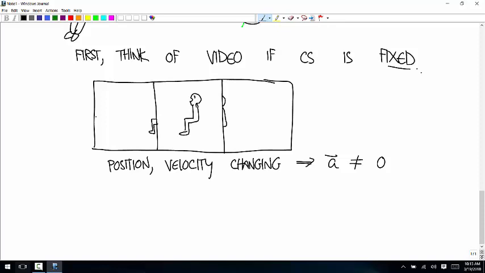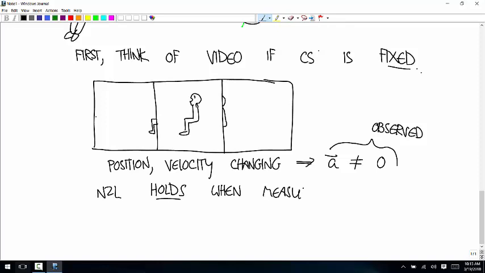The chair has force sensors in it. And so when you compare the force sensors in the chair to the acceleration that's seen in that coordinate system, think of this as the acceleration that's observed in that coordinate system. Newton's second law holds when the measured forces are compared to the measured accelerations.